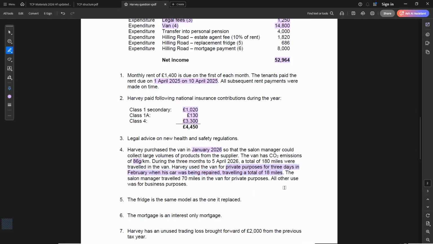The salon manager travelled 70 miles in the van for private purposes. All other use was for business purposes. So there's a few different points here we need to think about in respect to the van. Firstly, Harvey purchased the van, so this has been deducted here in coming down to our net income. But we know that Harvey has elected into the accruals basis, so he will need to claim capital allowances on the van rather than deducting the amount.